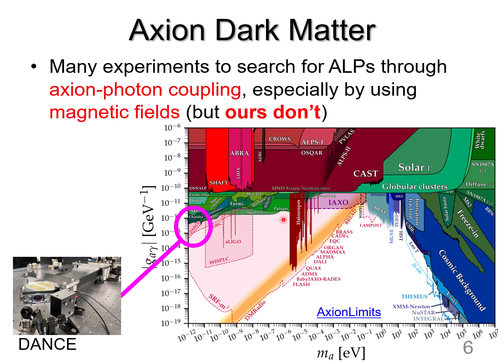This plot shows previous limits for axion dark matter, especially by searching for axion-photon coupling. The x-axis is the mass of the axion, and the y-axis is the axion-photon coupling. The shaded regions are excluded regions. Many of the experiments search for axion-like particles by looking for this kind of axion-photon coupling, especially by using magnetic fields. And my talk is about this proposed experiment, which does not use magnetic fields.